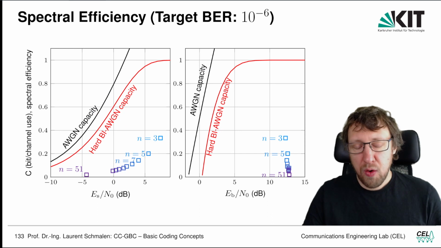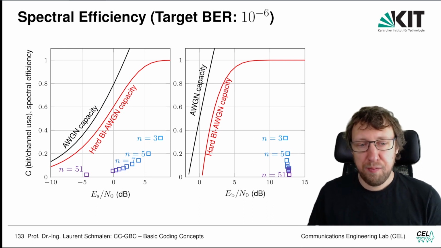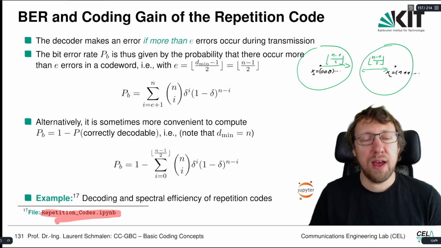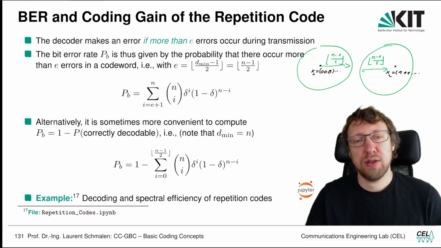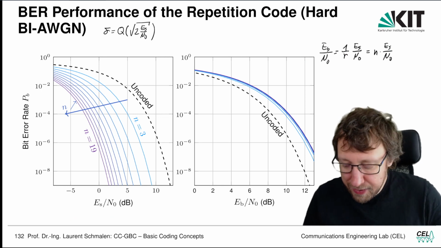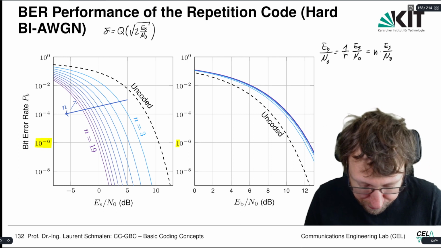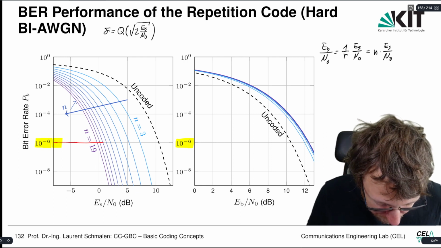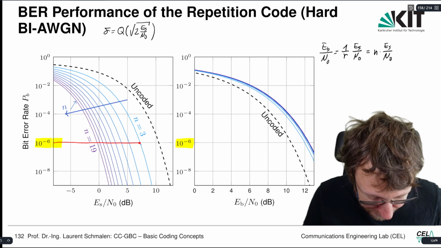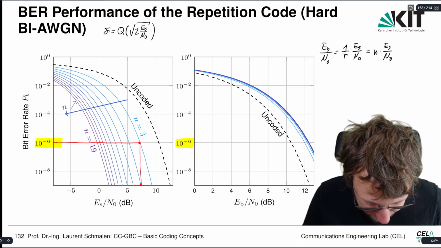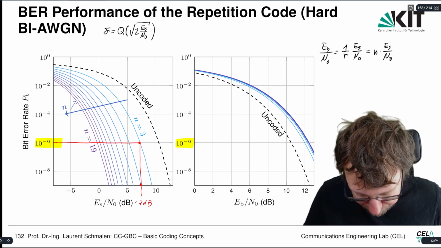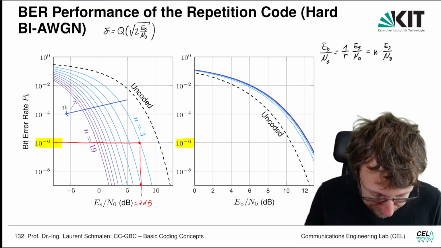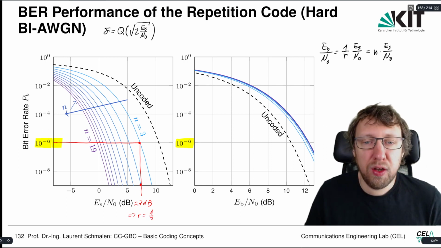Okay, first, before we do this, we can also insert the performance of these curves in the spectral efficiency chart. Also in the notebook, there is a way to do this automatically. Essentially, it works in the following way. We pick a target bit error rate, which is 10 to the power minus 6 in this case. And then we look at what is the performance at 10 to the power minus 6 of a specific code. So let's say n equals 3. We have an ES over n0 of approximately 7 dB.